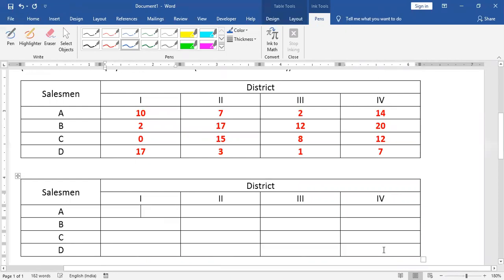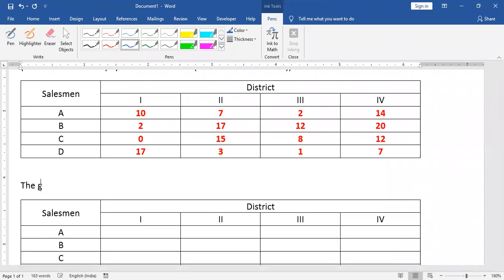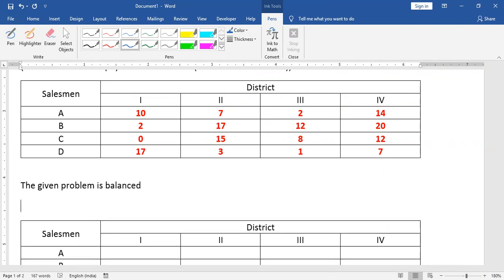Now we will check whether our problem is balanced or not. The given problem is balanced, right? So now we will do row minimization.